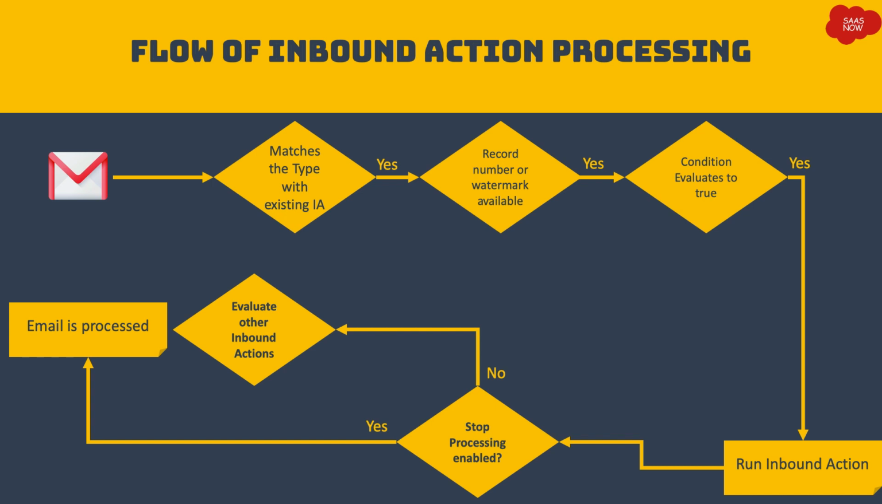Now, if the type of inbound action is not matched, then it evaluates other inbound actions as well. It does the same if the record number of an existing record or watermark is not available, or it is available but the condition does not evaluate to true. In both cases, it evaluates other inbound actions.